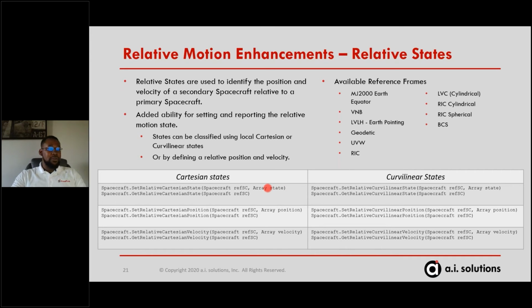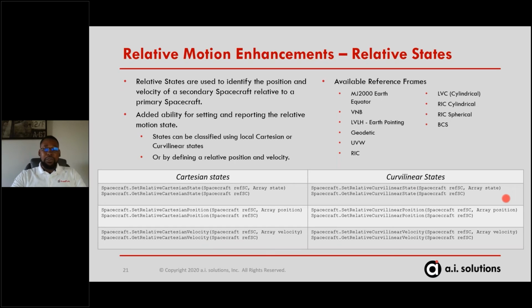Vice versa, you can also report your current curvilinear state or Cartesian state by just calling the spacecraft with this method and then referencing another spacecraft so that it can define where its center of origin is going to be. By using this, it will report out both the position and velocity. However, if you did not want the full state, and you just wanted to report your position or velocity, both of those methods are available for the Cartesian and curvilinear states.